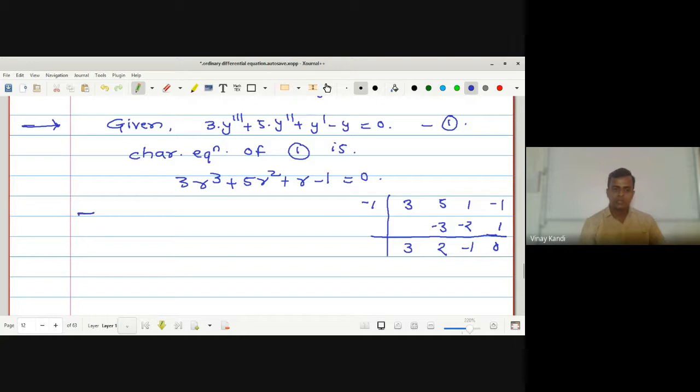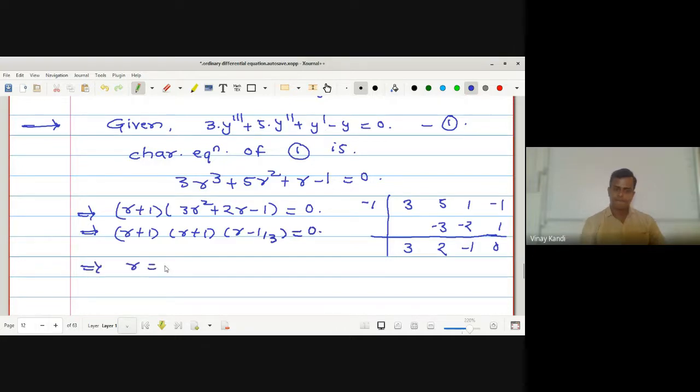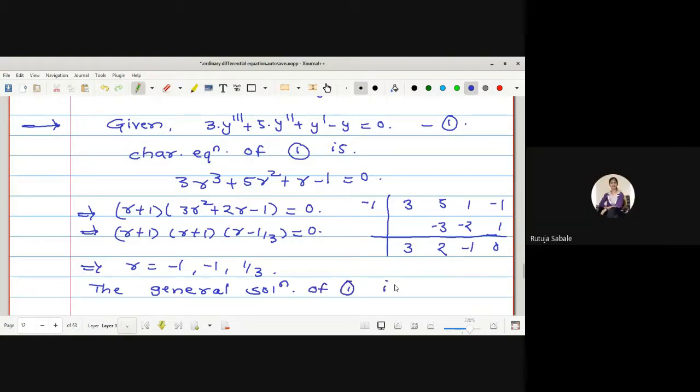Okay, it implies that here we get (r + 1)(3r^2 + 2r - 1) = 0. Okay, what are the roots of this? Do you understand what is going on? Yes sir. Pay attention.